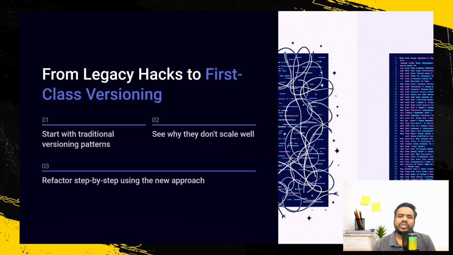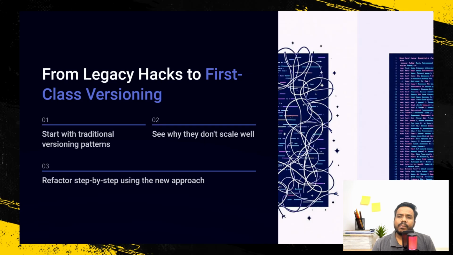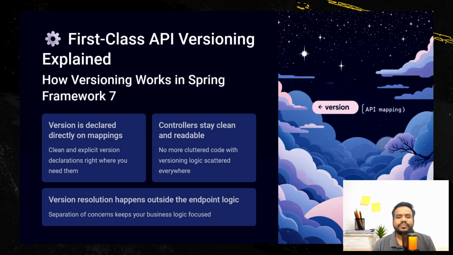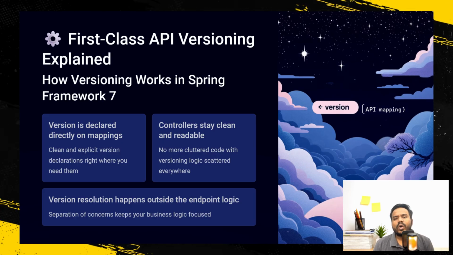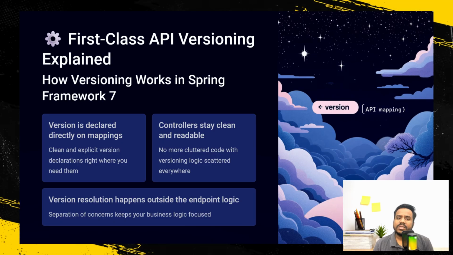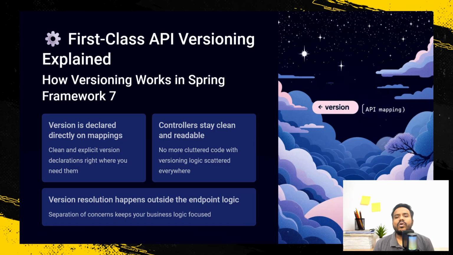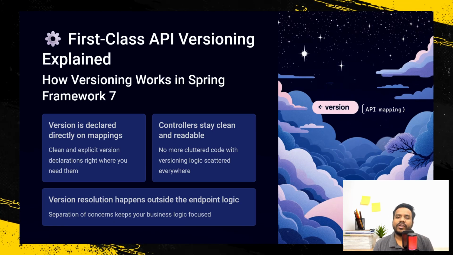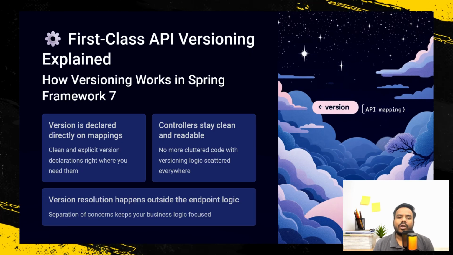We are going to walk through the old, messy way of doing API versioning, then we'll upgrade each one step by step using Spring Boot 4's new versioning system. Before we dive in, let's quickly look at what makes this first-class versioning. Spring Framework 7 introduces API versioning through the new version attribute in the request mapping and all related annotations like GetMapping, PostMapping, and so on.